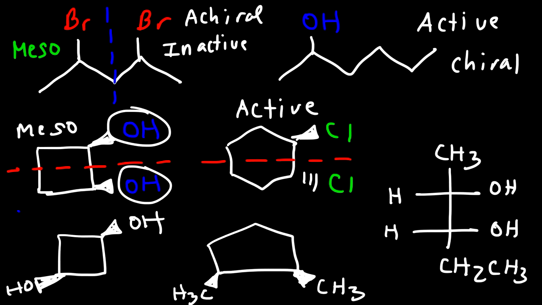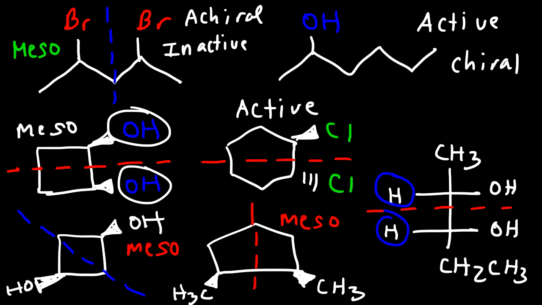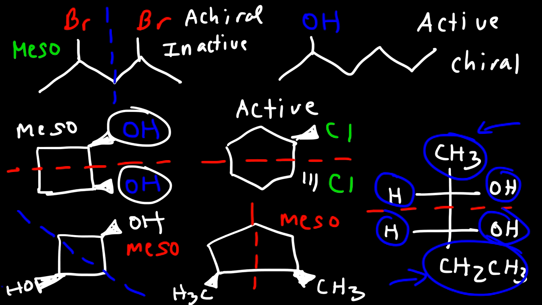Now for this example, we do have an internal line of symmetry, and so this is a meso compound, which means it's optically inactive. And here is another meso compound. There's an internal line of symmetry. Now what about this one? Is this a meso compound? It turns out that it's not. Even though the H is the same across the line and the OH is the same too, the methyl group does not match the ethyl group. And so these two groups are different, which means we don't have an internal line of symmetry. So this is not a meso compound, which means it's optically active.